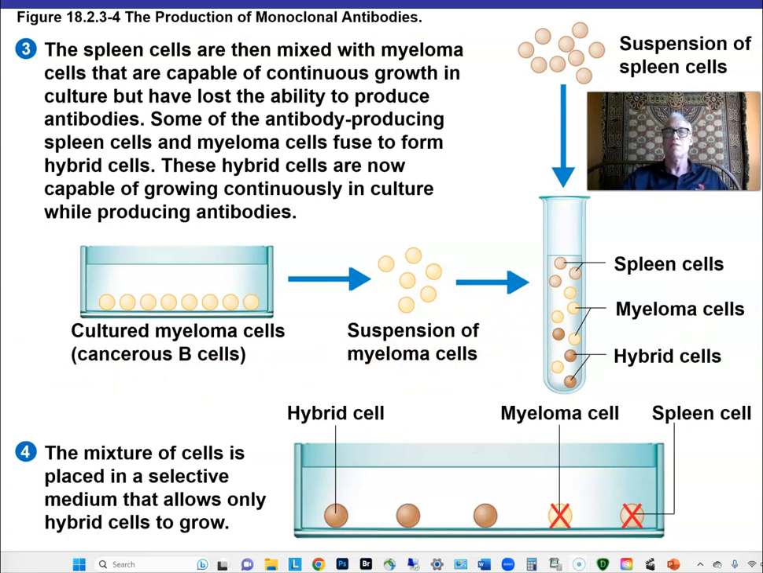The last step is you have to have a selection method so that the only cells that you grow in culture are the ones that have successfully fused myeloma cells with lymphocytes from the mouse, and then you have to screen all of those hybridomas, they're called, for the production of an antibody of interest. So the selection step and screening step come after this mixing together step. The selection is shown down here. The cells that didn't successfully fuse and produce a hybridoma are killed or don't grow by means of selection.